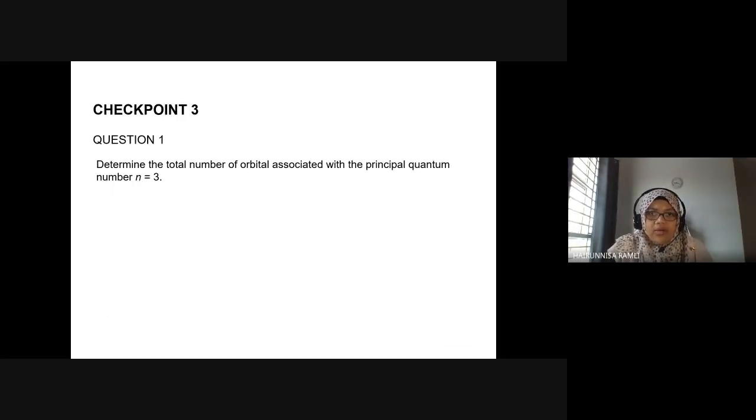Okay, nak tengok you faham ke tak. Can you please do this checkpoint? I give you 2 minutes. Determine the total number of orbital. You can highlight ni. Apa benda dia nak tanya? Orbital tu apa? L, ML, MS. Dia bagi N.